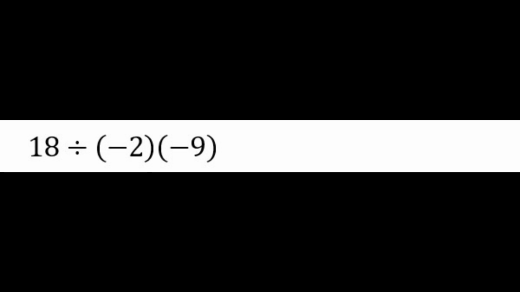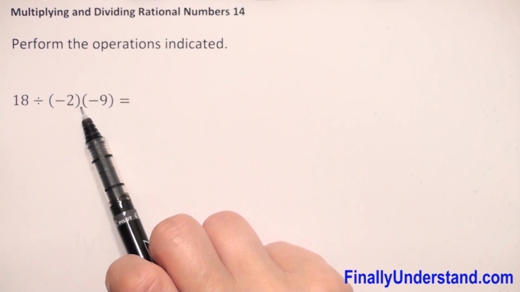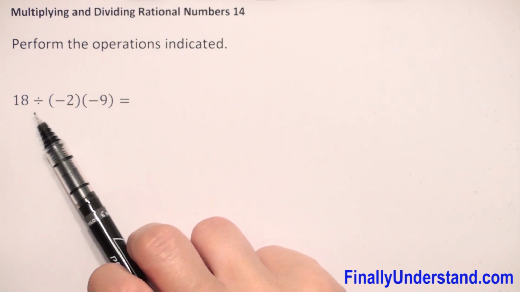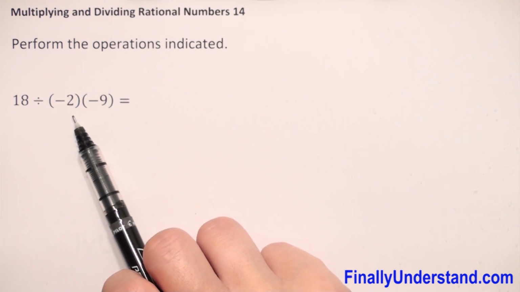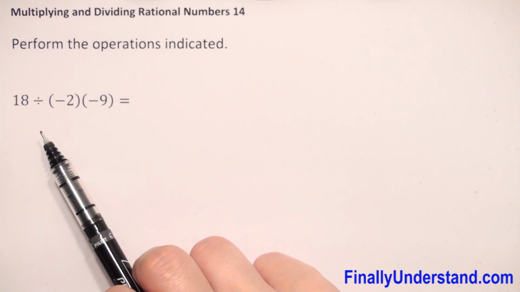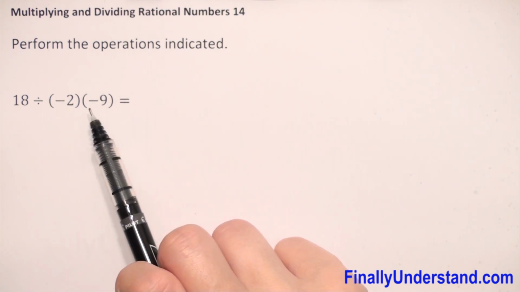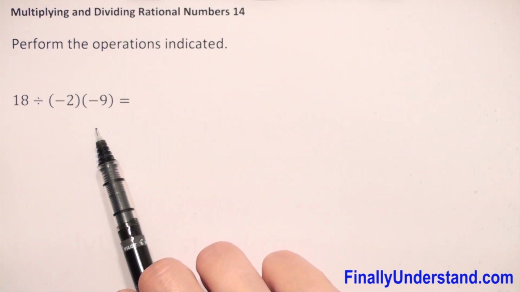Perform the operations indicated. We have here division, and when we don't have any sign, it means we have multiplication. So we have division and multiplication of integers. The rule for order of operation for integers is the same as for positive numbers. When we have division and multiplication, we start from the left side and go to the right.